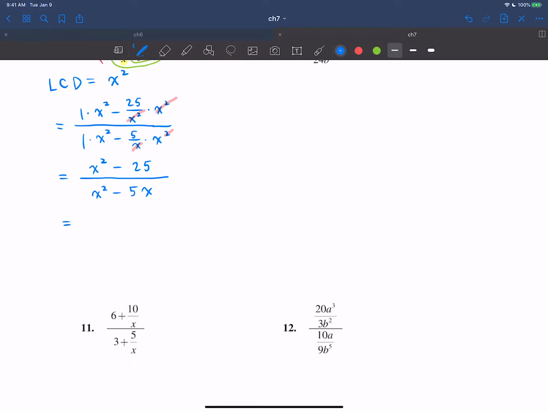On the top, it's the difference between two perfect squares. So we're going to use the formula to factor as x plus 5 times x minus 5. For the bottom one, we could take out GCF of x and write down as x times x minus 5. Notice that we do have a common factor of x minus 5, so cross it out. And we have x plus 5 over x as your final answer to number 9.